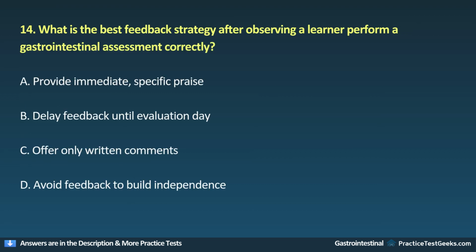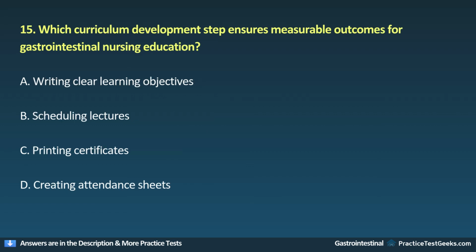14. What is the best feedback strategy after observing a learner perform a gastrointestinal assessment correctly? A. Provide immediate, specific praise. B. Delay feedback until evaluation day. C. Offer only written comments. D. Avoid feedback to build independence.